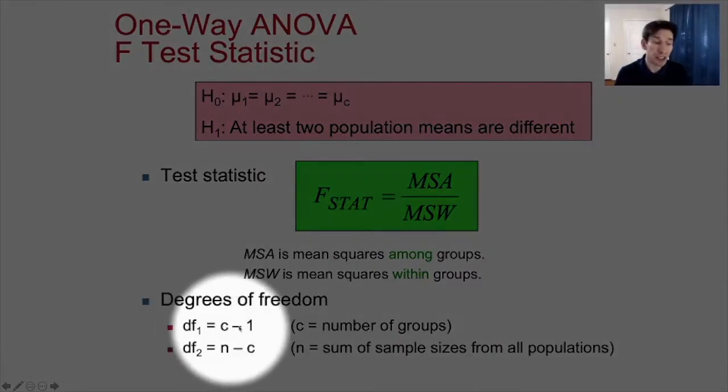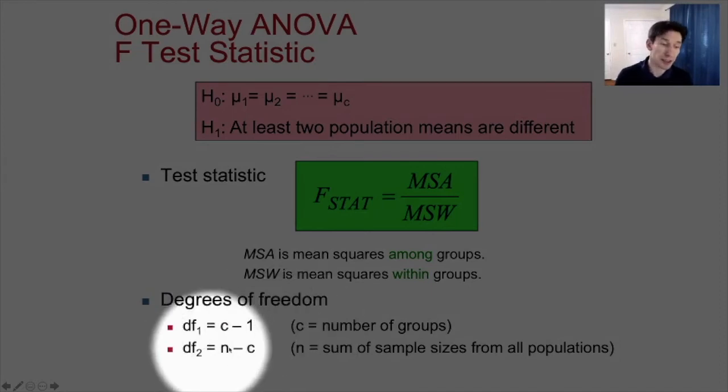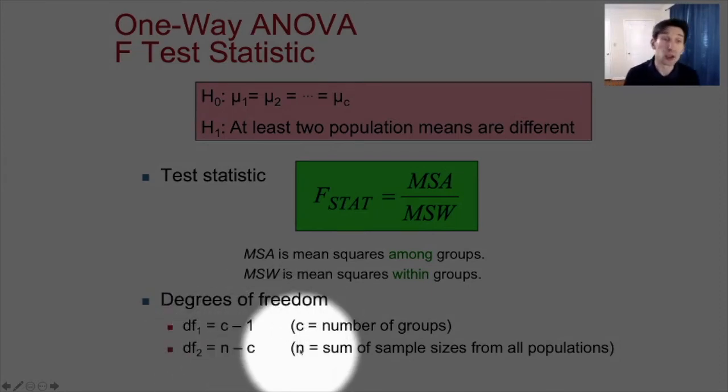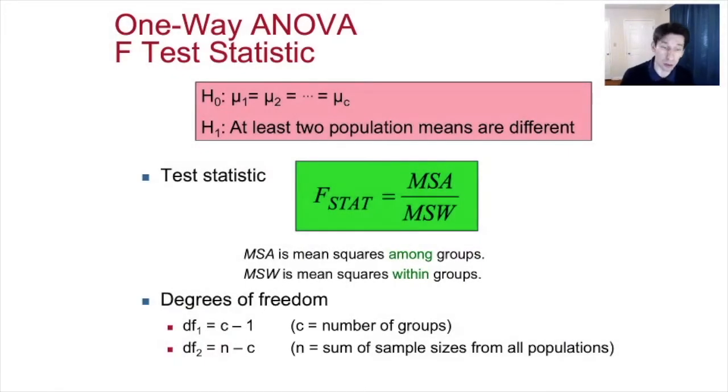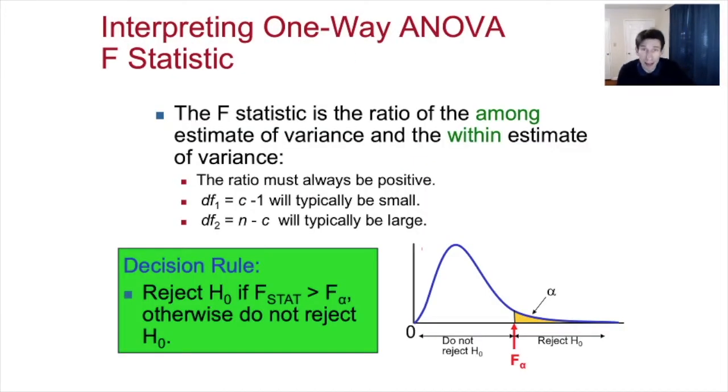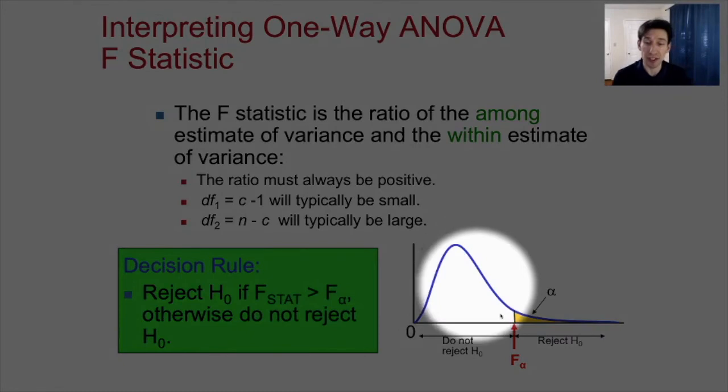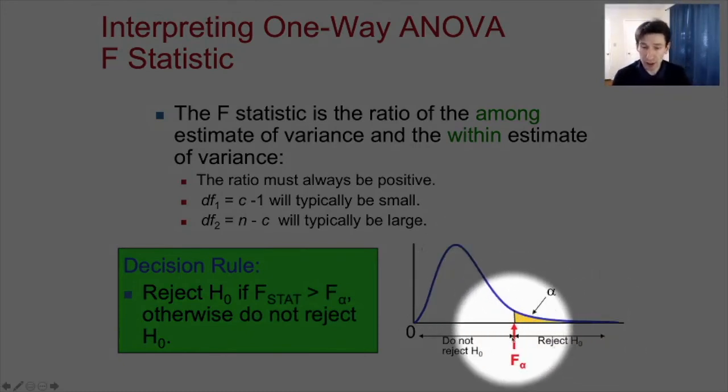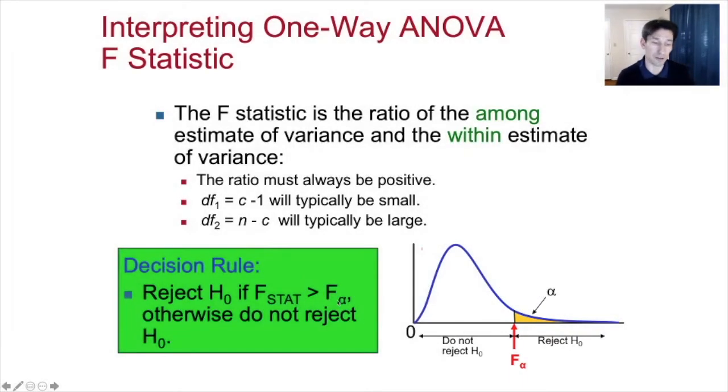Like I said, each of them has degrees of freedom. First degrees of freedom is C minus 1, where C is the number of groups. The second degree of freedom is N minus C, where N is the total sum of all of your observations in all of the groups. How do you interpret an F statistic? You're going to be familiar with this. It's again the same as always. If the F statistic is high enough, meaning it's higher than a given critical value, which we will call F alpha, well, you can reject the null. Now again, just as in our 2 sample tests of the variance, we need to have this F stat be positive.